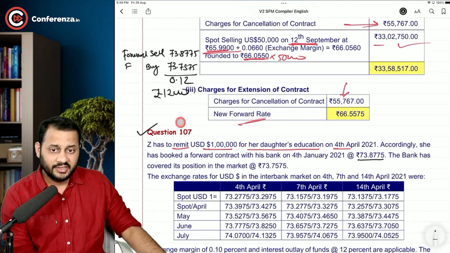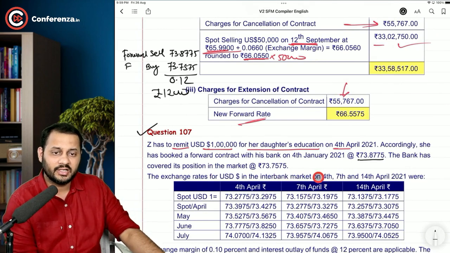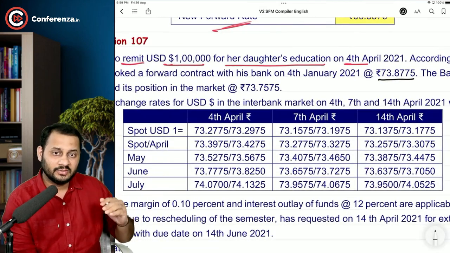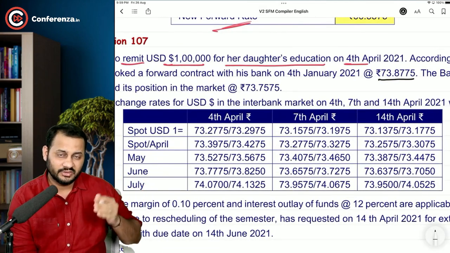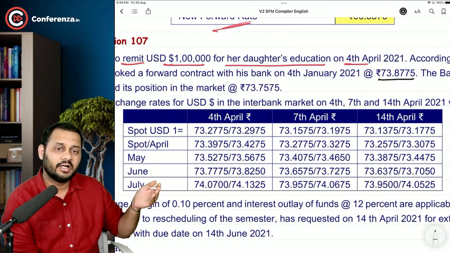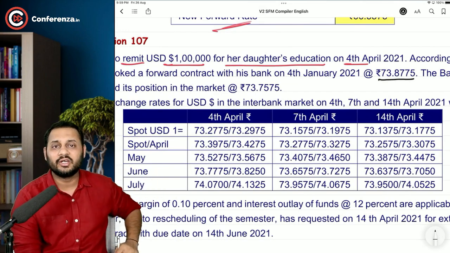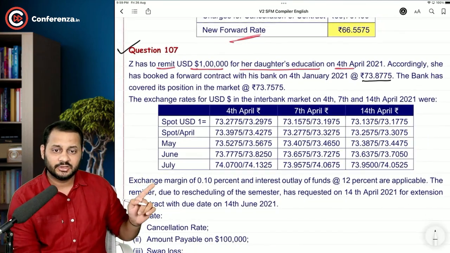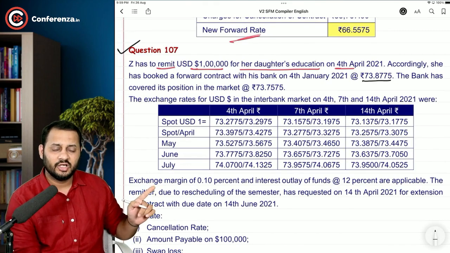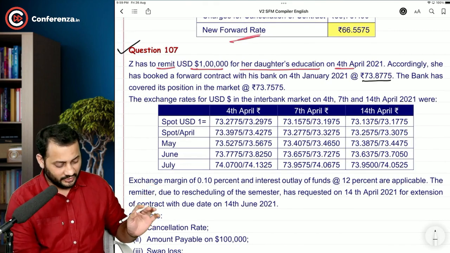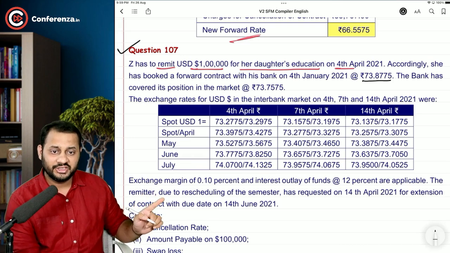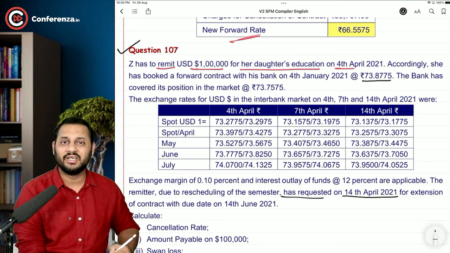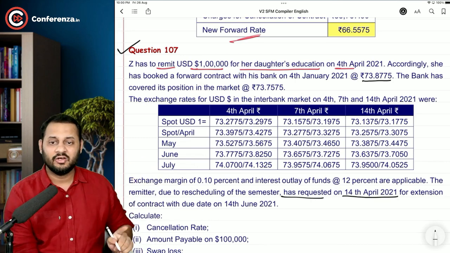Now, the exchange rate for the dollar in the interbank market on 4th, 7th and 14th April. See, from the due date 4th April, 3 days come to an end on 7th April, and after that, 14th April's rates are given. Now, the exchange margin is 0.10% and the interest outlay of funds is 12%. The remitter, due to rescheduling of the semester, has requested on 14th April 2021, beyond 3 days, for extension of the contract.